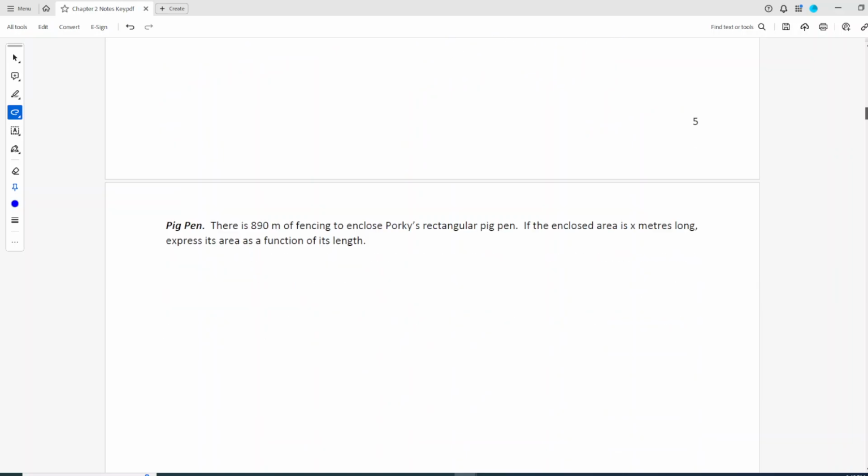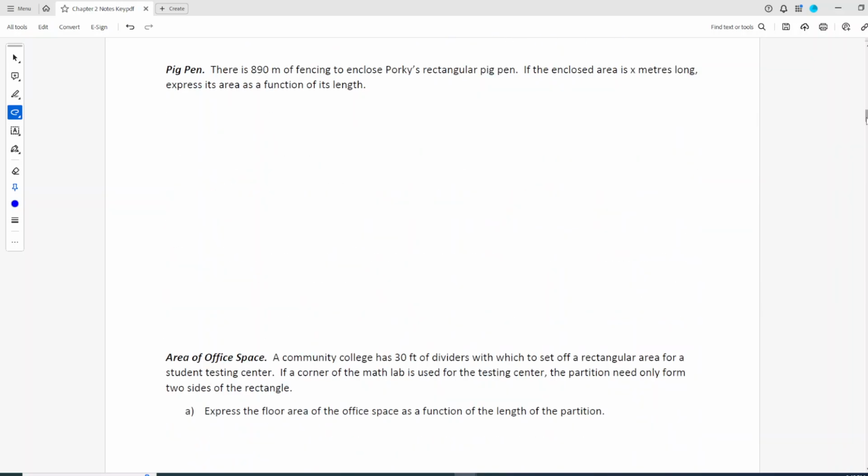All right. The next one, very similar. So we have a pig pen. There is 890 meters of fencing to enclose Porky's rectangular pork pen, or pig pen. If the enclosed area is x meters long, express its area as a function of its length. Whew. Now, these might feel confusing, but when you go to do your homework, they're going to be identical to this one. Now, this one, the last one I didn't draw a little picture. This one I feel like needs a picture.